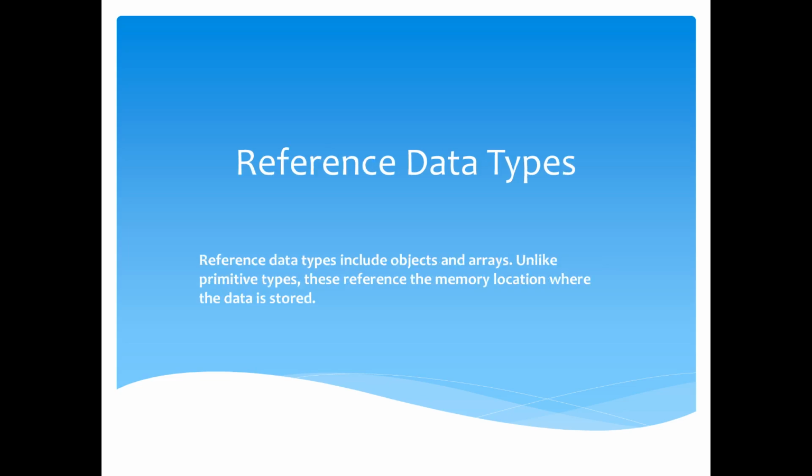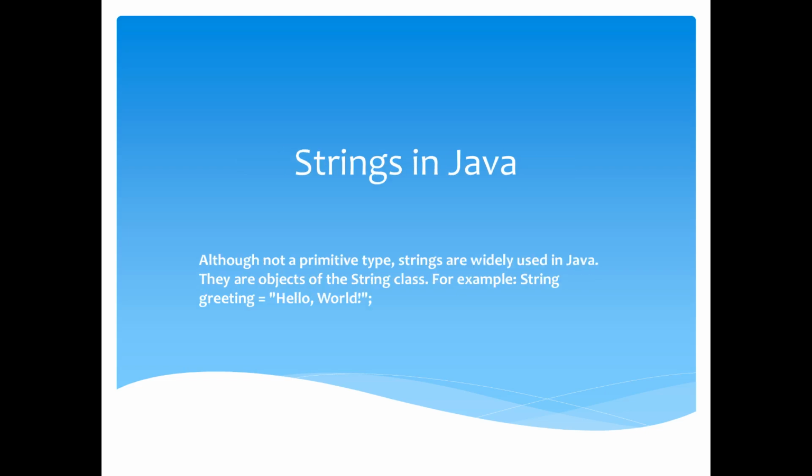Reference data types. Reference data types include objects and arrays, unlike primitive types. These reference the memory location where the data is stored. Strings in Java. Although not a primitive type, strings are widely used in Java. They are objects of the String class. For example, String greeting = "Hello, World".